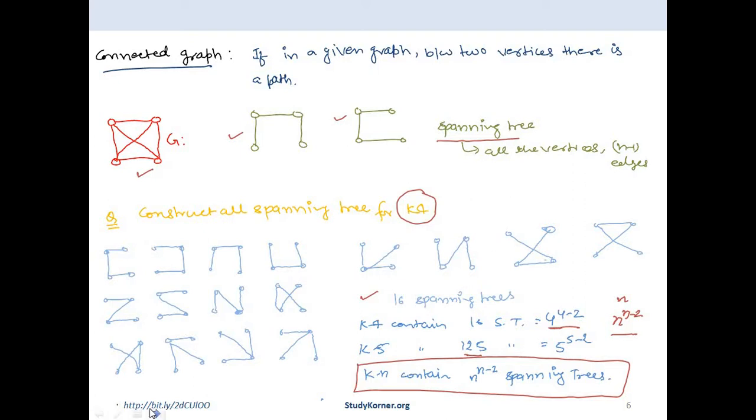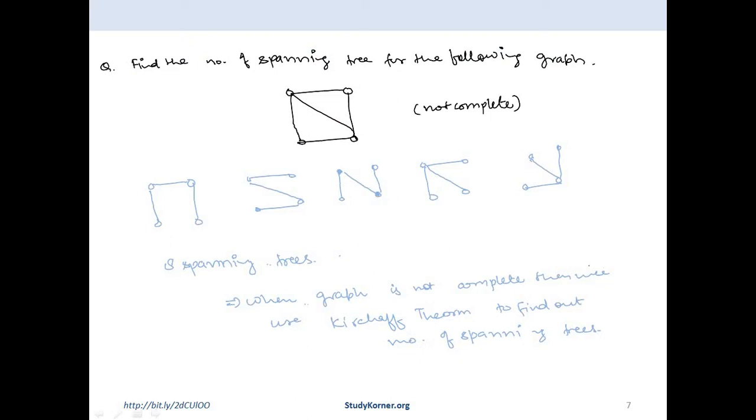Now let's take another example. What is the number of spanning trees in the following graph? This graph is not complete. The trick here is that this graph is not complete. When the graph is not complete, it is not very easy to decide how many spanning trees are possible. So here I have just drawn the 4 possible configurations of a spanning tree that can be extracted from this graph by removing any of the edges in the given graph.